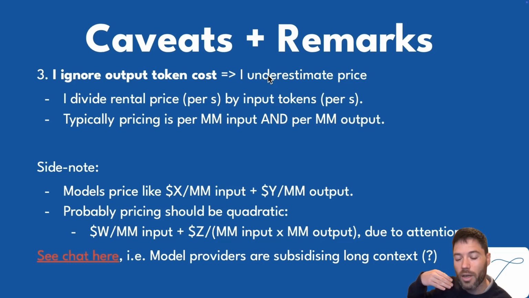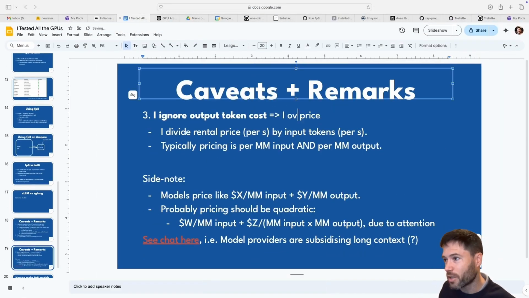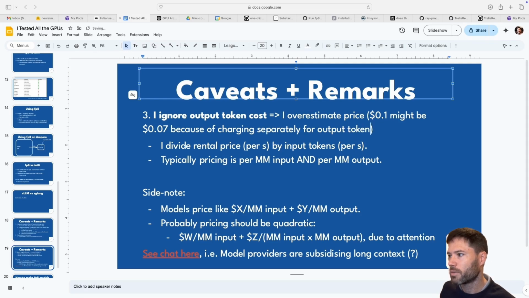So if it looks like on my graphs, I'm getting 10 cents per million input tokens. Actually, that would correspond to a price of maybe 7 cents per million input tokens, because those companies are going to charge for output tokens as well. So actually, it depends from what direction. I think now that I say it, it's more clear if I say I overestimate price. If I say 10 cents, it might be something like 0.7 cents because of charging separately for output tokens.